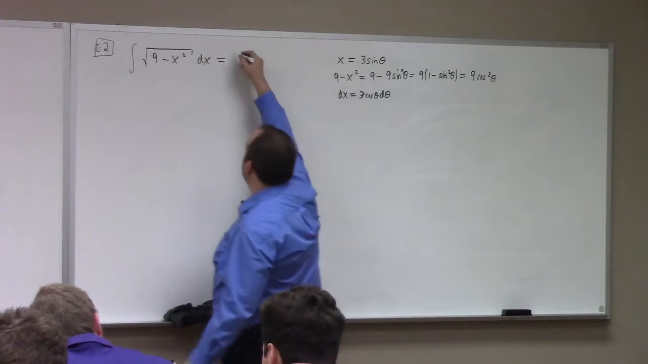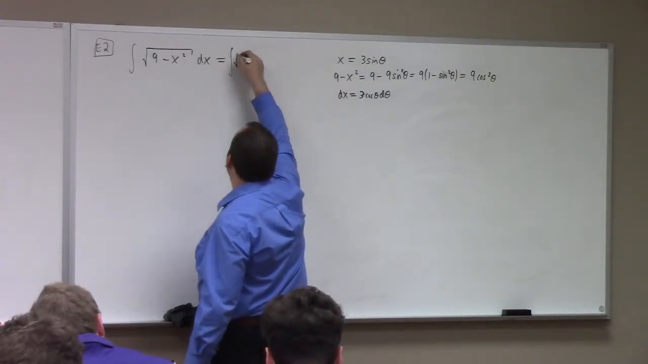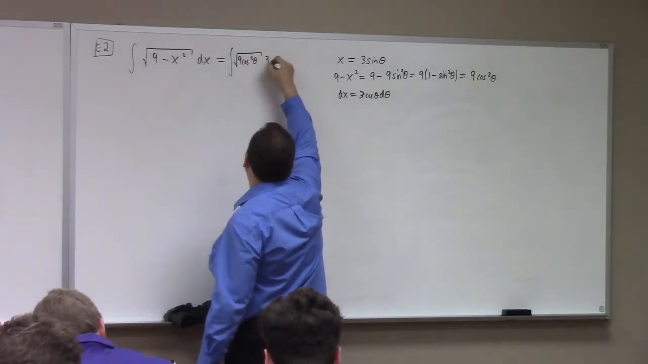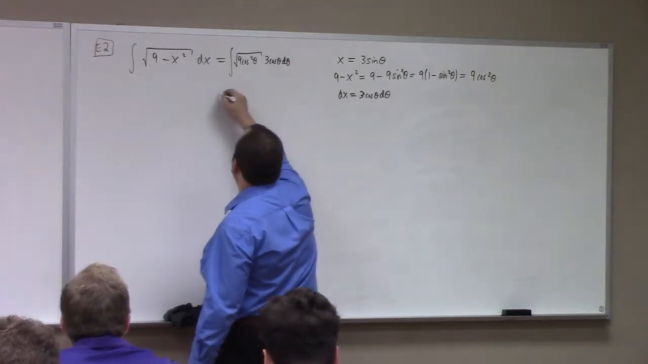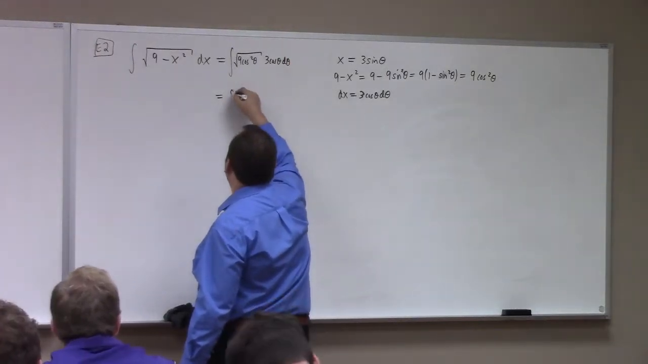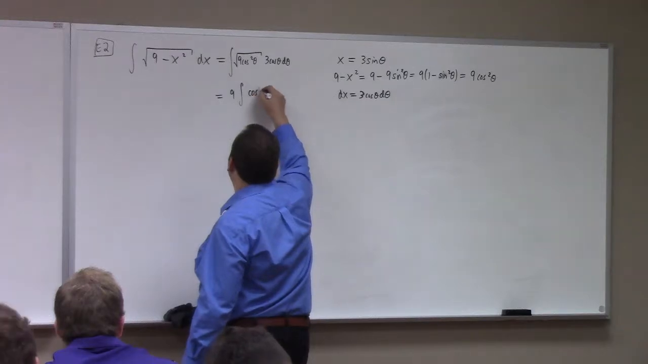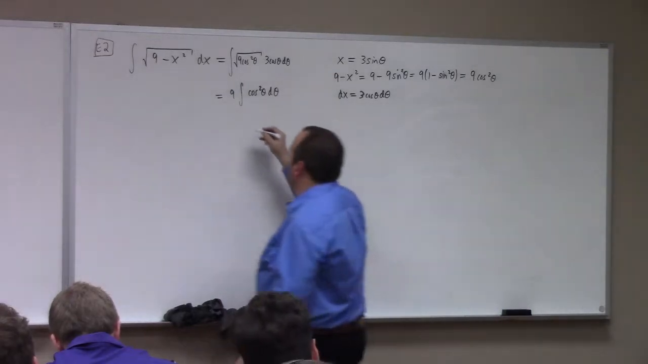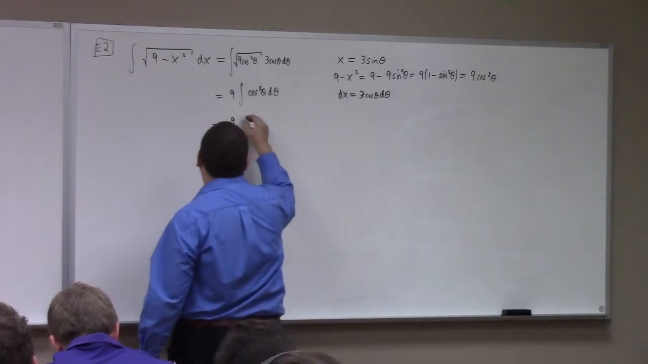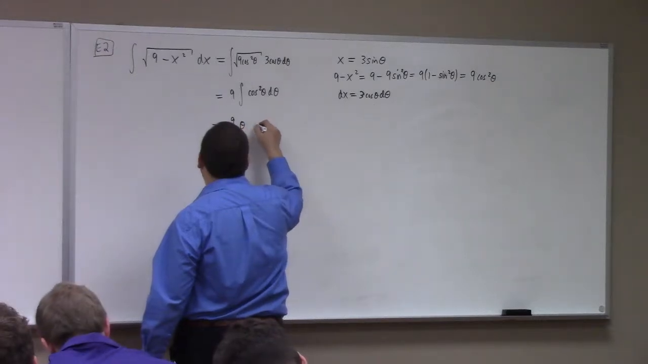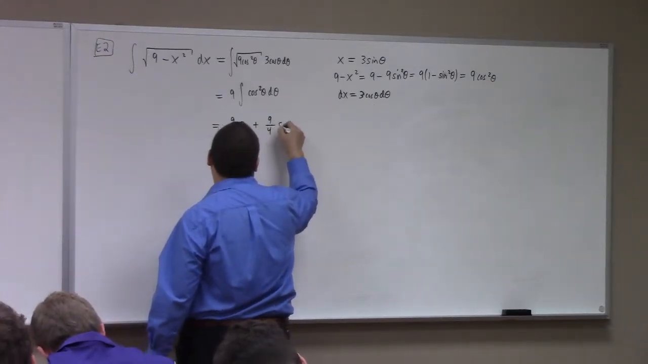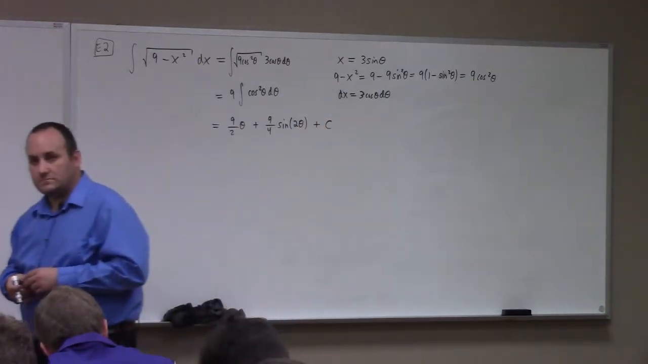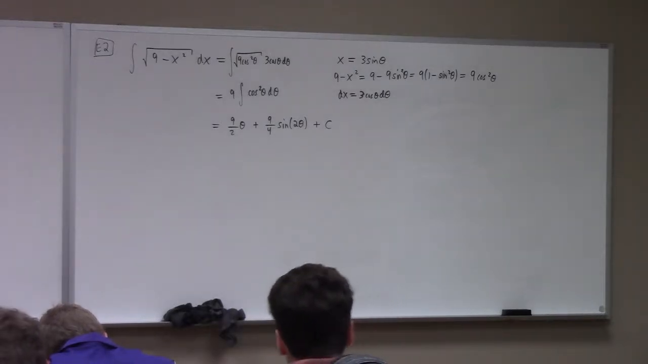So I'm off to the races here. This is the integral of the square root of 9 cosine squared theta. And my dx is 3 cosine theta d theta. So that's 9 integral of cosine squared theta d theta. We just did this integral a second ago. So I get 9 halves theta plus 9 over 4 sine of 2 theta plus a constant. Same integral. Multiplied by 9.